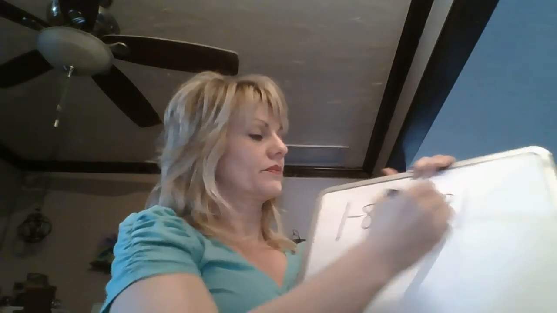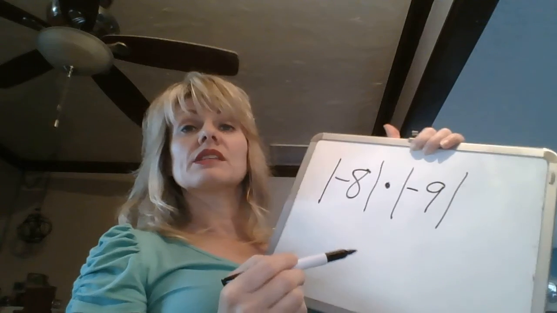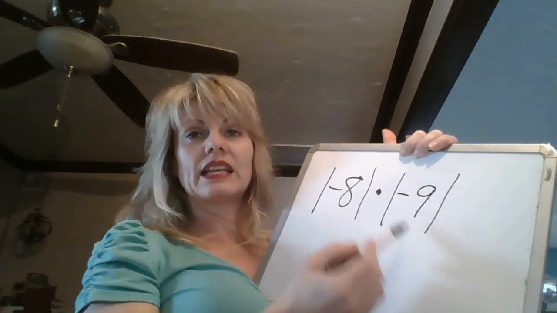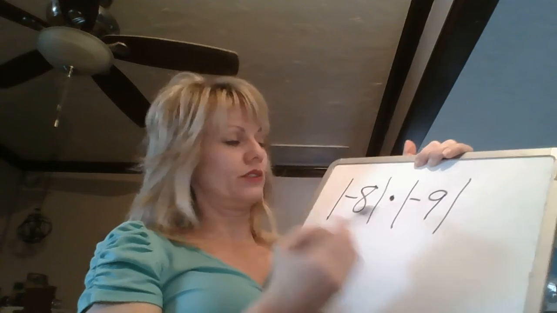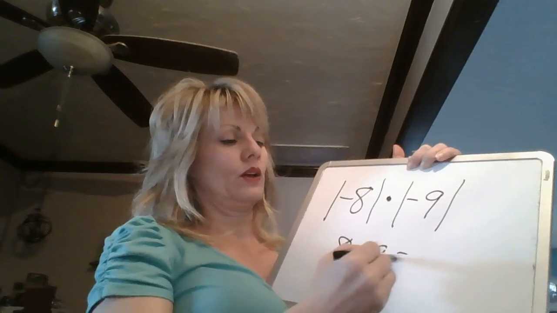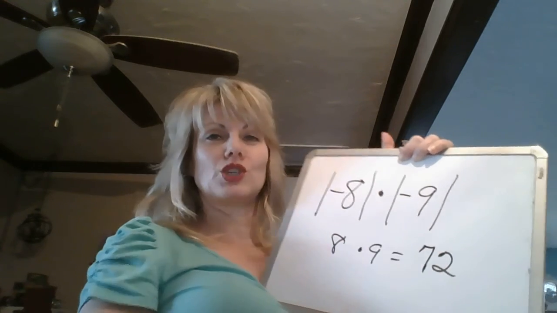And our last problem, number 10, we've got the absolute value of negative 8 times the absolute value of negative 9. When we have absolute value, remember, it doesn't matter what the sign is on the inside of the absolute value sign. The absolute value is still 8 times 9, which equals 72.